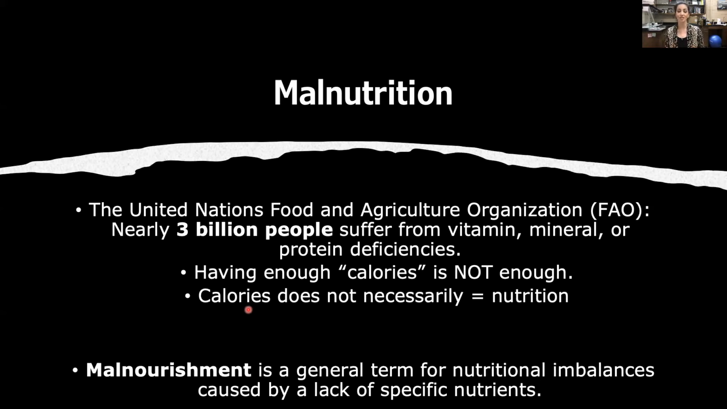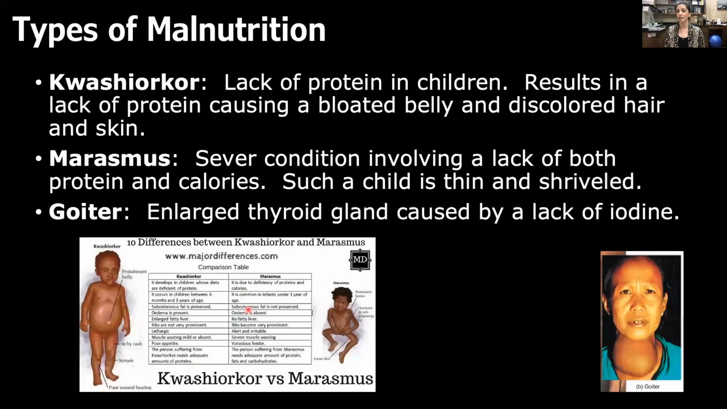Malnutrition can manifest in a number of different ways. There are several listed out here. We have kwashiorkor, which is the lack of protein in children. This results in a lack of protein causing a bloating of the belly. It becomes distended and bloated and even discolors the skin. So we have an example here of what that would look like in a child.